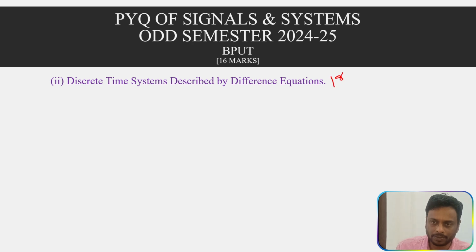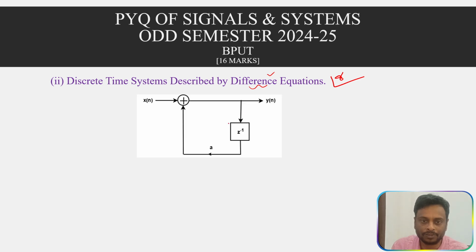Discrete time systems described by difference equations. We know that these discrete time systems are described with the help of the difference equation. So let us take a recursive system. Here z inverse means delay: y of n delayed by 1 unit of time.